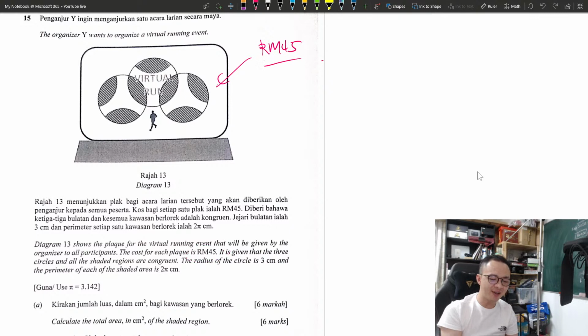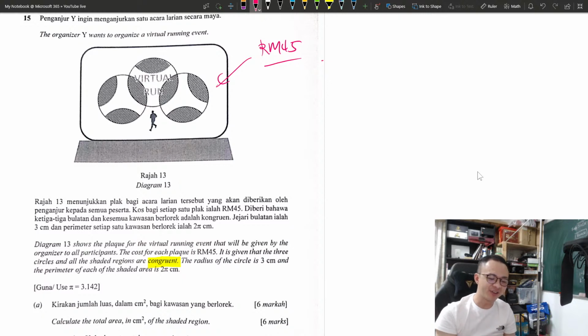It's given that there are 3 circles, you should be able to see 1 circle, 2 circles, 3 circles, and all the shaded areas are congruent. What does that mean? This is important. You must understand this word congruent. I don't know, they just love to keep using this word. It means all the shaded regions are identical. Exactly the same. There's no difference at all.